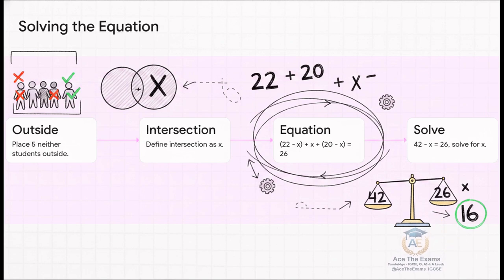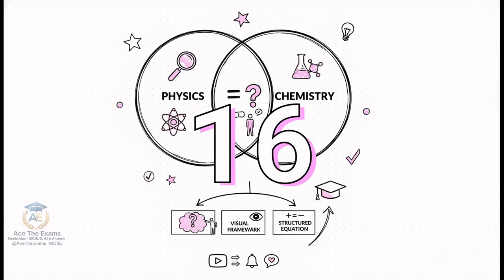Step 4. We simplify the equation. The minus X and the plus X in the middle cancel each other out completely. We are left with 22 plus 20 minus X equals 26, which nicely simplifies to 42 minus X equals 26. If we solve for X, 42 minus 26, what do we get? And there is our link. There is our magic final answer right there. Exactly 16 students take both physics and chemistry.